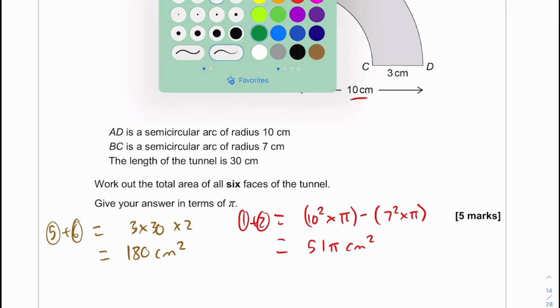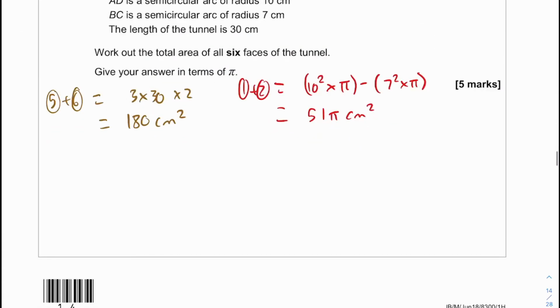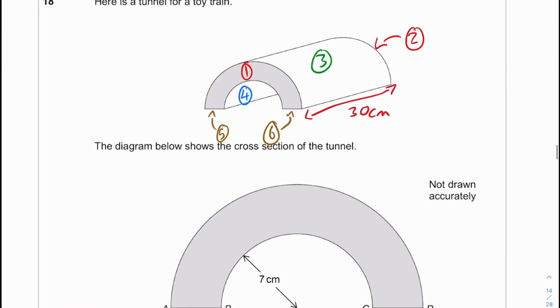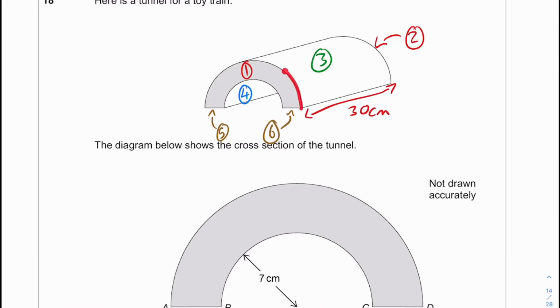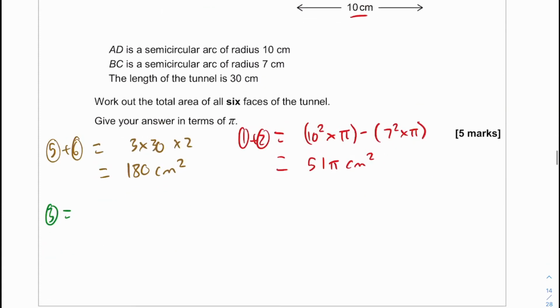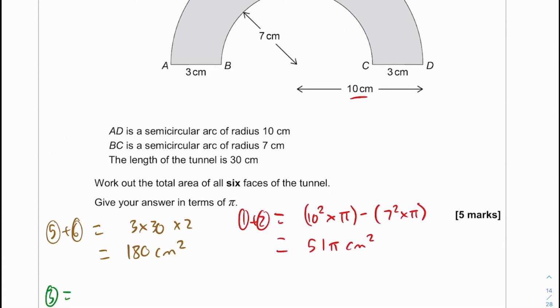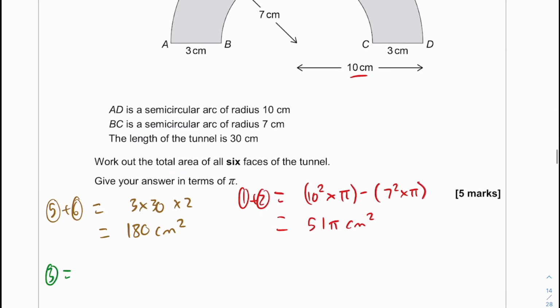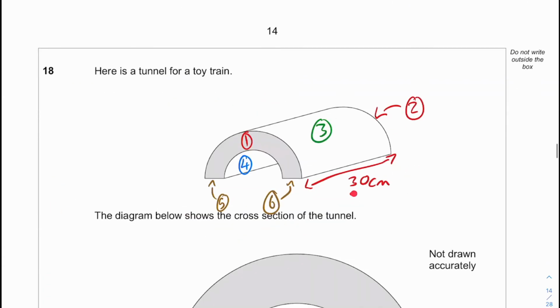So now let's move on to number 3. So area 3 is equal to, what we need to work out is our semicircle circumference, which should be obviously half of the full circle circumference, and we then need to multiply by 30 to get this area here. So for number 3, to work out the circumference, we need pi multiplied by the diameter, where the diameter is 2 lots of 10. So we do our diameter 2 times 10 multiplied by pi, and then multiplied by the length, which is 30.